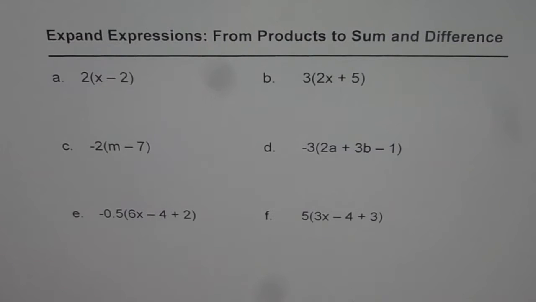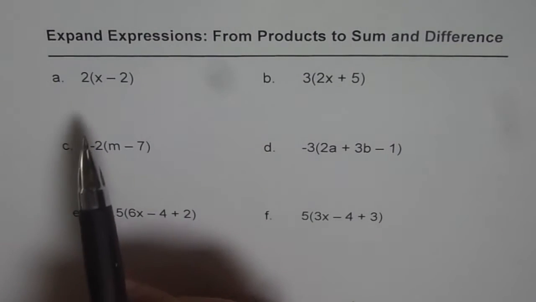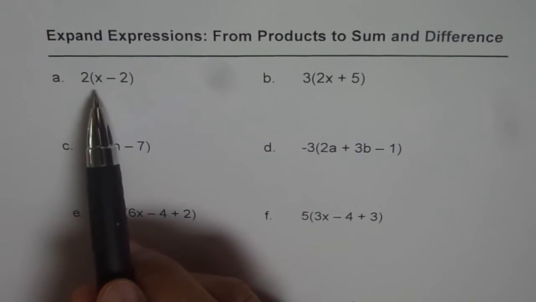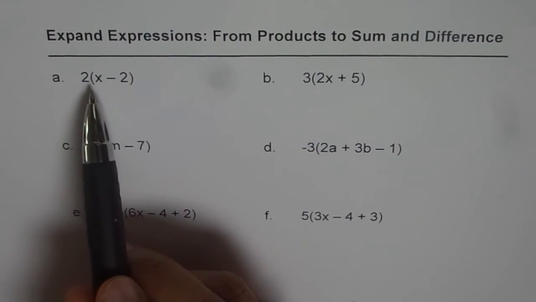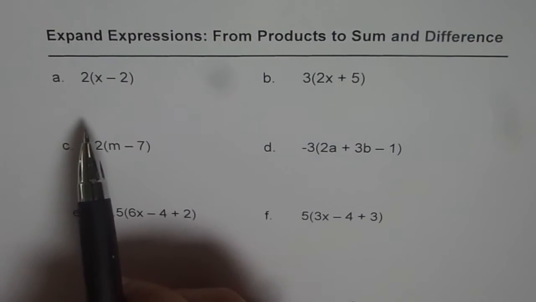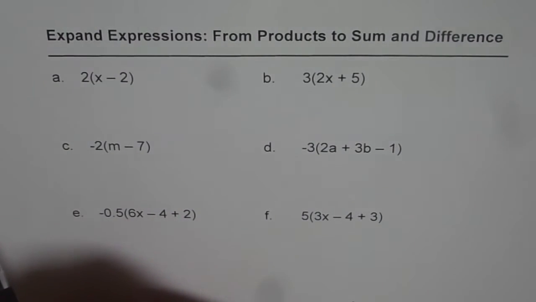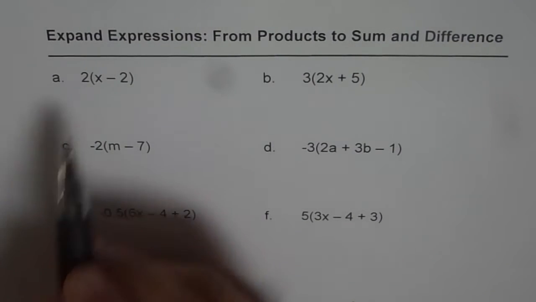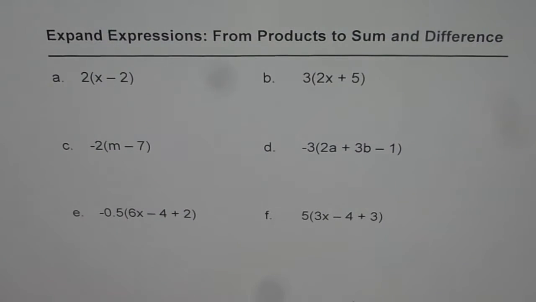Well, let's start with the first one, which is 2 times x minus 2. Whenever we write an expression within the brackets, it means the outside expression is multiplied by everything inside the brackets, and that is the distributive property. So we'll apply the distributive property to expand all these expressions. Let's start with the very first one, which is 2 times x minus 2.